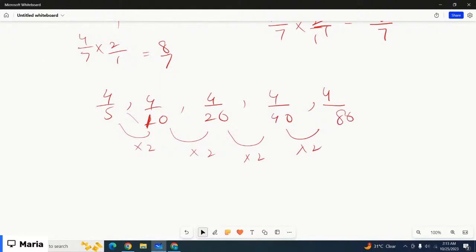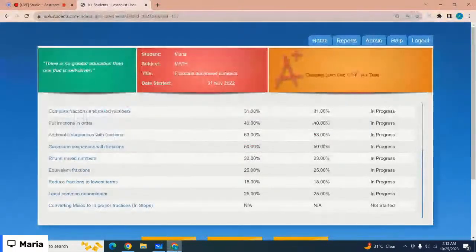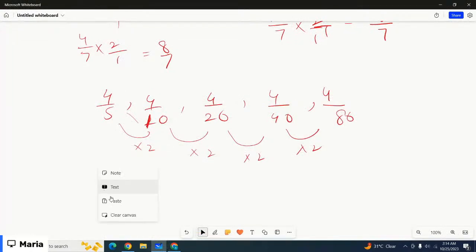So the next one is 4 over 80. Got it? The next one is 4 over 80. Okay, the next lesson is rounding mixed numbers, right? Let's just see how we round mixed numbers.